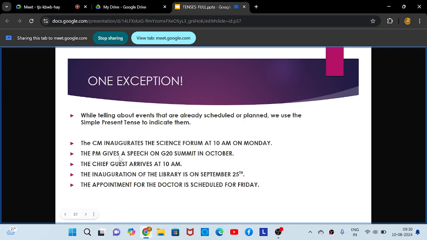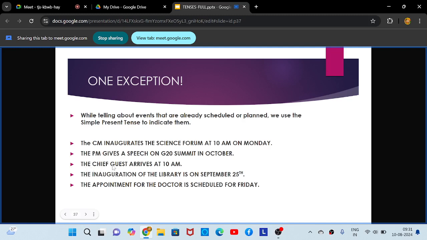Okay. Next, the PM gives a speech on G20 summit in October. PM is the Prime Minister. So the Prime Minister is the subject. Gives is the V1 plus a speech on G20 summit in October is the object. So here you can see that it is already scheduled that the Prime Minister will give a speech on the G20 summit in October. It is already planned, but still we can express it in simple present tense.